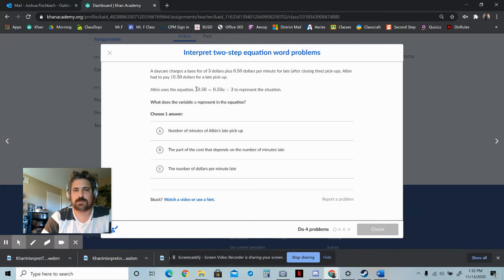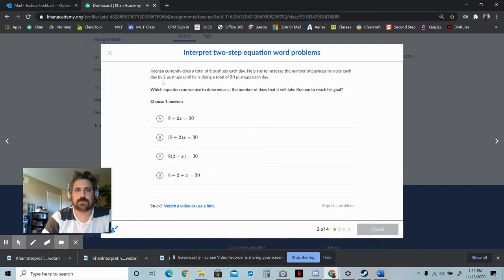So what we can see here is the total cost, $10.50, is equal to the cost for every late minute after closing, 50 cents per minute, times the number of minutes they were late, plus the standard cost of $3 that it cost initially for the daycare. So what does the variable a represent? It represents the number of minutes that they were late. So number of minutes of Albin's late pickup. That looks pretty good. Yeah, that's the one.